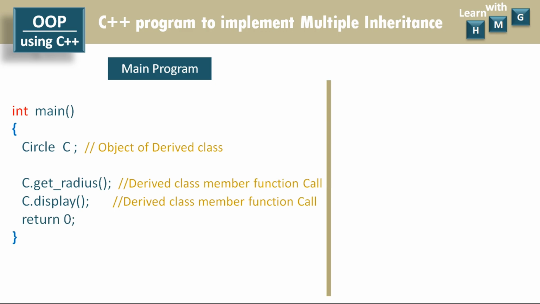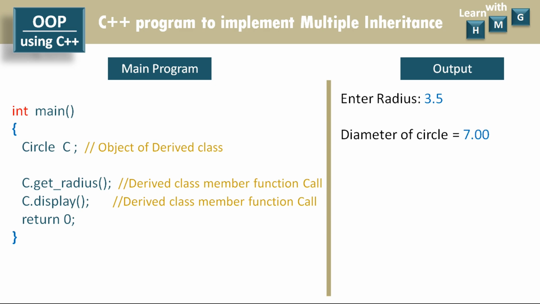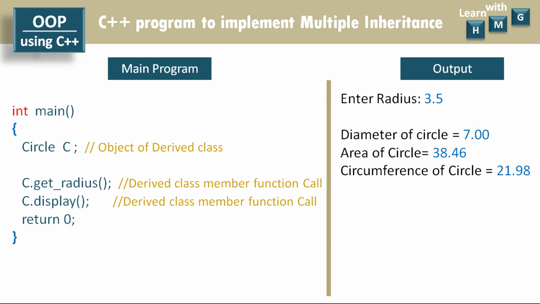So this is a simple main function, and if you run this program, you will get the output like this. It will accept the radius from the user, let us say 3.5. The diameter will be calculated as 7, then the area of the circle will be calculated as 38.46, and the circumference of the circle will be calculated as 21.98. So in this way, you can easily implement multiple inheritance in C++ using multiple base classes and a single derived class.